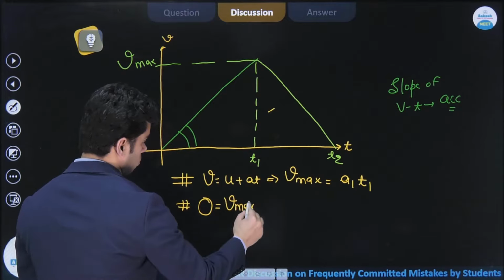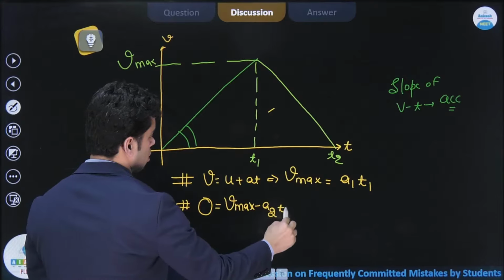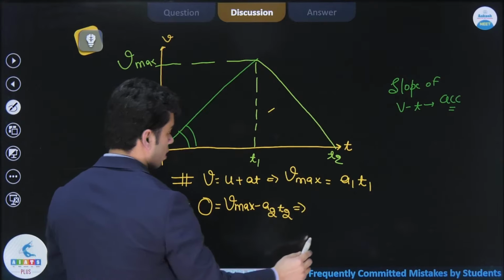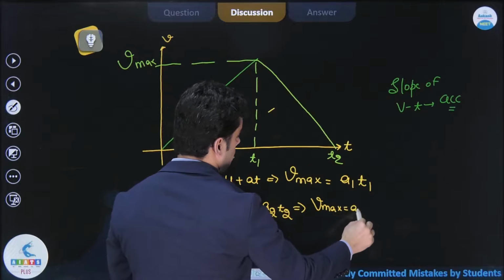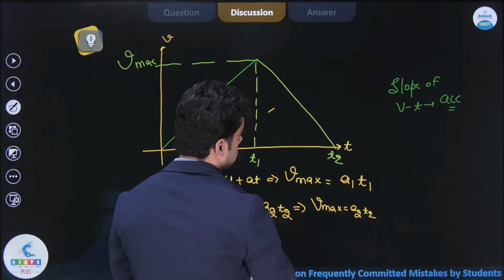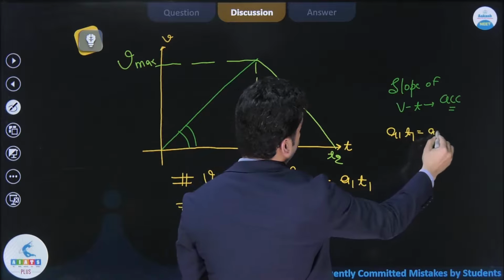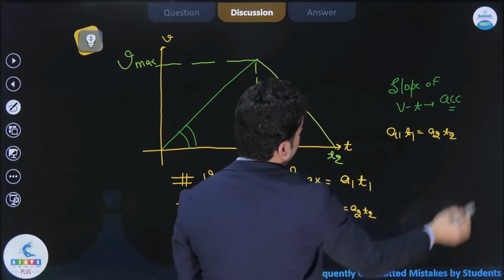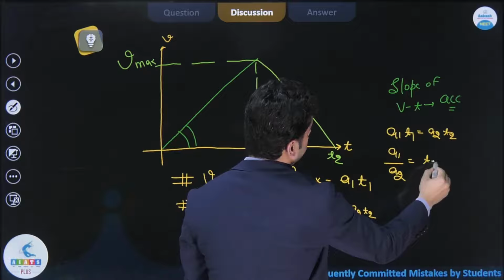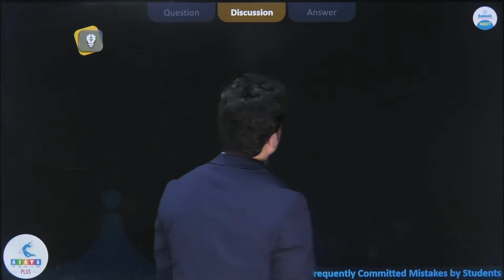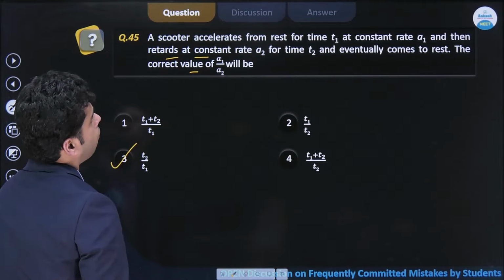and this is acceleration is a2, time is t2. So from here I can write that vmax is a2 t2. So from here I can write that a1 t1 is equal to a2 t2. So I want to find a1 by a2. It is coming out to be equal to t2 by t1. Okay, t2 by t1 is the correct answer.